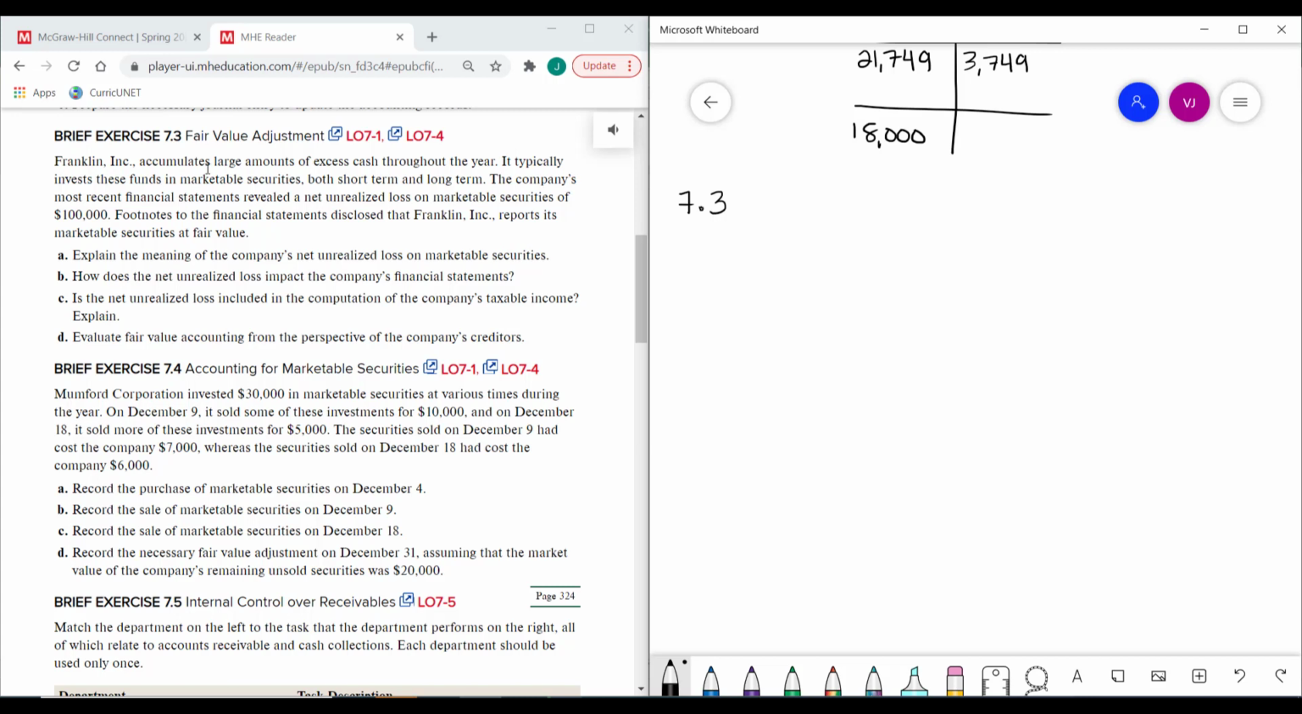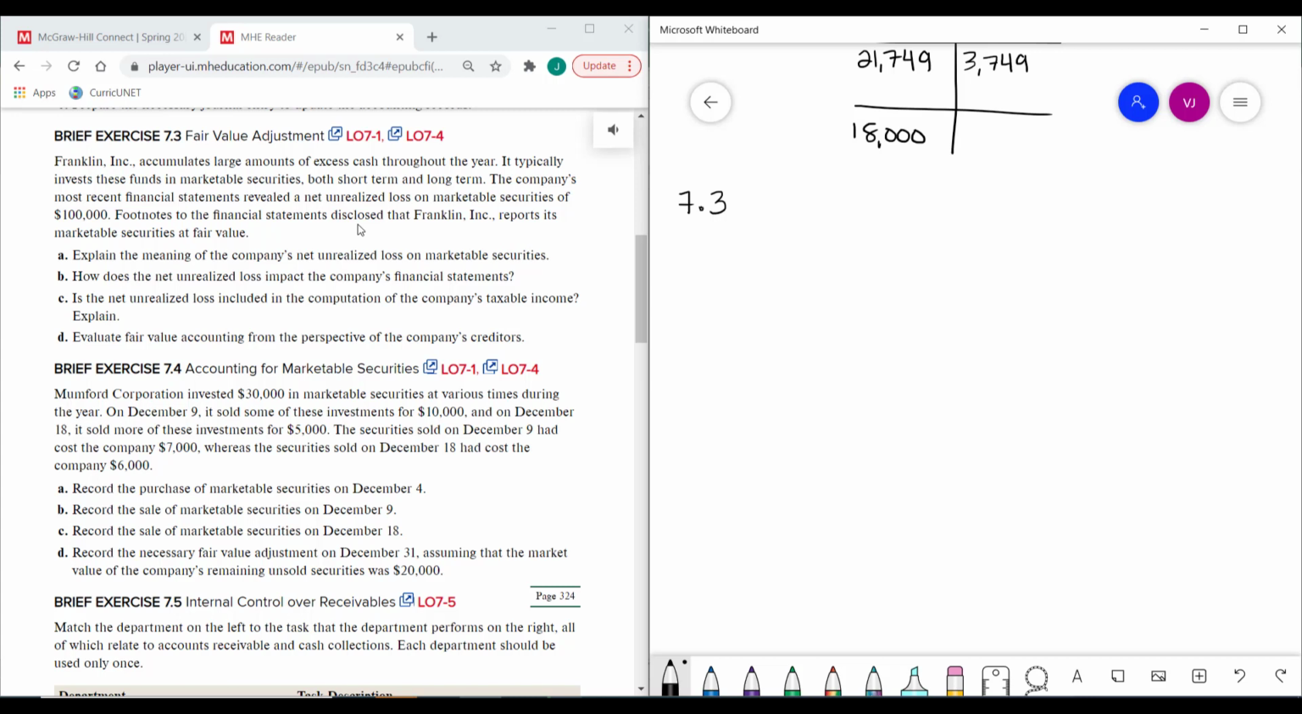Okay, it says Franklin Incorporated accumulates large amounts of excess cash throughout the year. It typically invests these funds in marketable securities, both short-term and long-term. The company's most recent financial statements revealed a net unrealized loss on marketable securities of $100,000. Footnotes of the financial statements disclosed that Franklin Incorporated reports its marketable securities at fair value. Okay, so that's what we need to do according to GAAP.